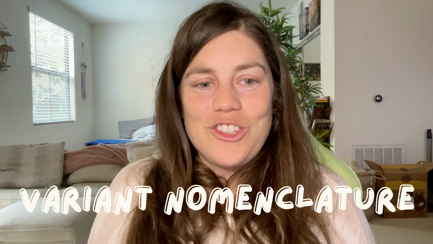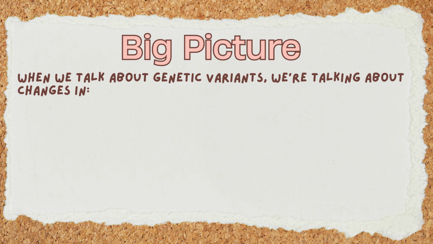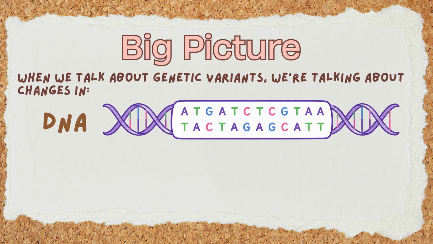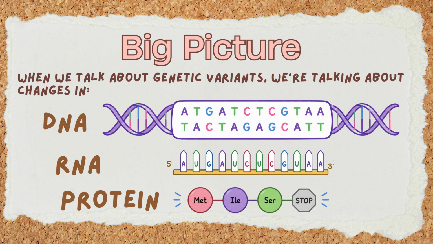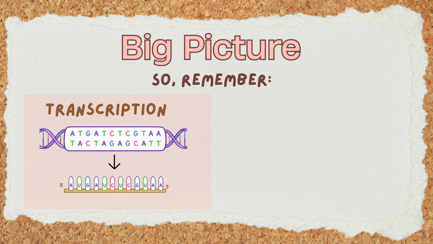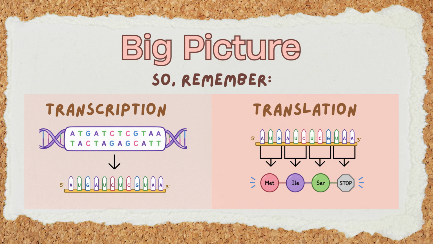What's up, everyone? Today I'm going to walk you through variant nomenclature, basically how we describe genetic variants in a standardized way. Before we can get into nomenclature, let's quickly ground ourselves in what we're actually describing. When we talk about genetic variants, we're talking about changes in DNA, which ultimately can affect RNA and then protein. So remember, transcription is the synthesis of RNA from a DNA template, and translation is the synthesis of a protein from an mRNA template. And that matters because variants can be described at multiple levels.